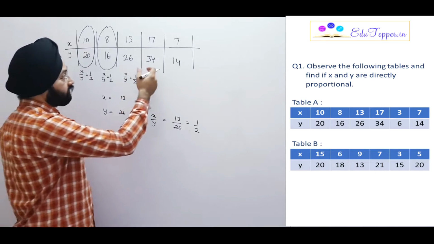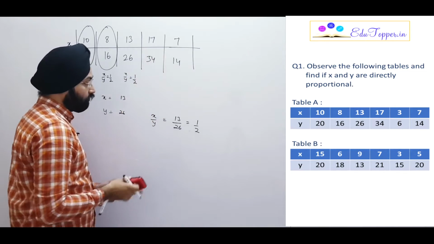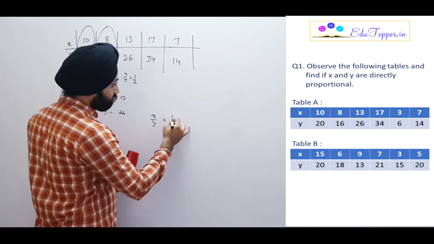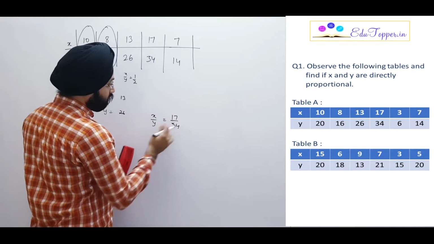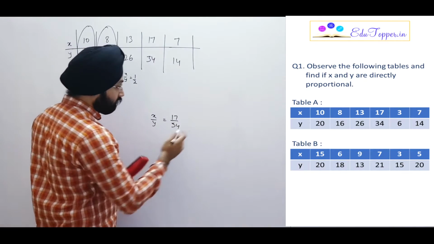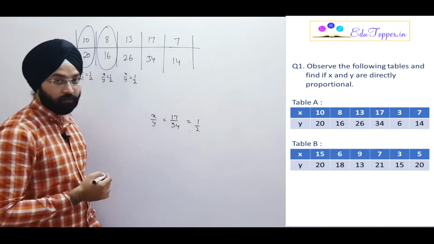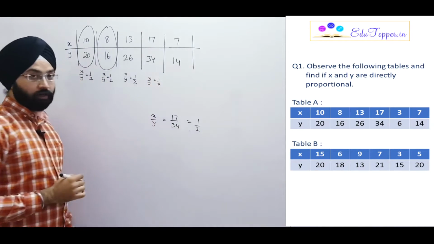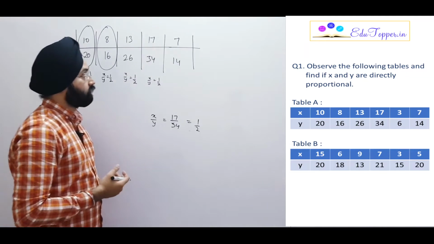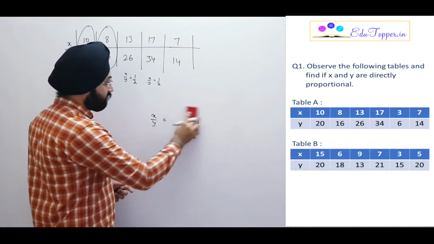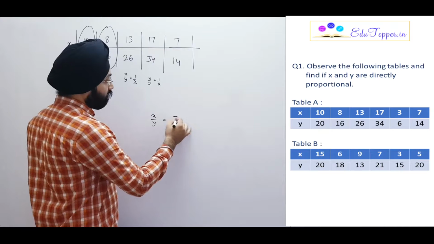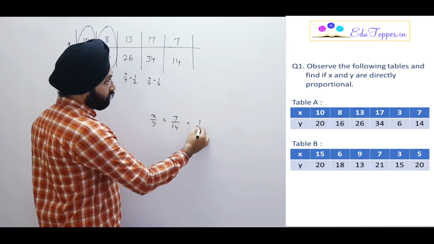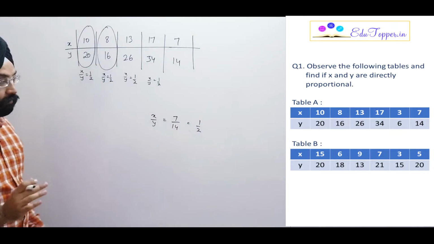Moving further, when x is 17, y is 34, x by y is 17 by 34. This can also be simplified to 1 by 2. x by y is again 1 by 2. Now the last one, when x is equal to 7, y is 14. This is also 1 by 2.